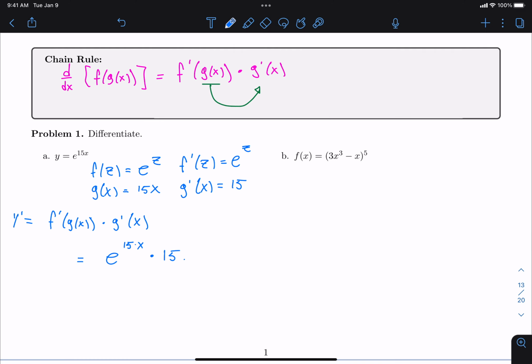Okay. Sorry? Where did the x come from? In the last line, e raised to 15 times x. I thought we got rid of the x.